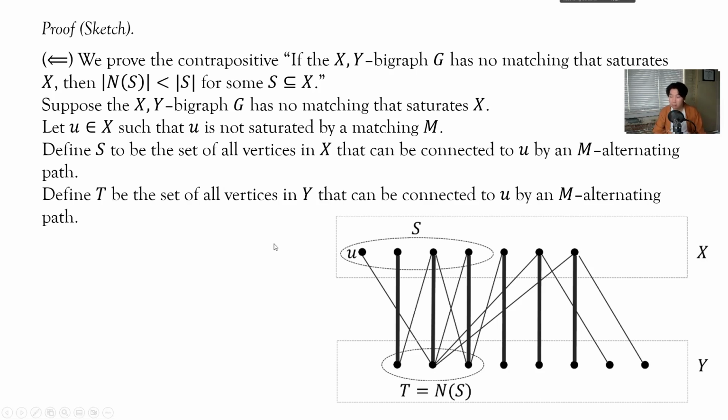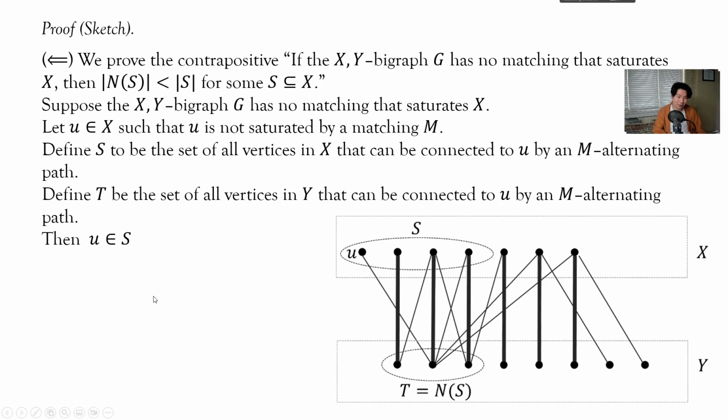And then T is a similar idea, but these are the vertices in Y that I can reach from U by an M alternating path. For example, this middle vertex in T, I'm directly connected to it. Technically, this is an M alternating path. Same thing if I start with this first vertex: I start off with not M, back in M, not M. So here we have S and T. Clearly, U has to belong to S because a vertex is connected to itself by a trivial path.